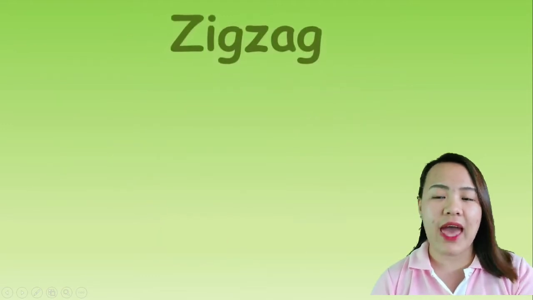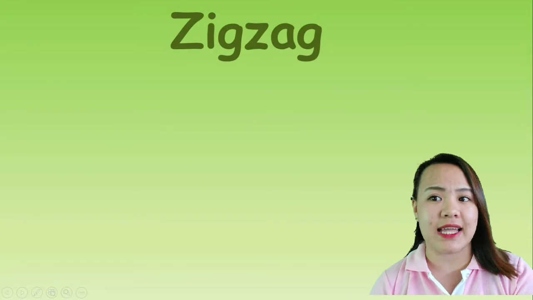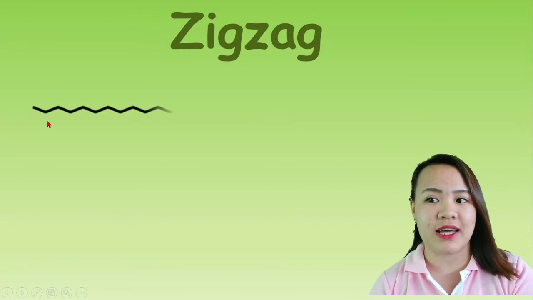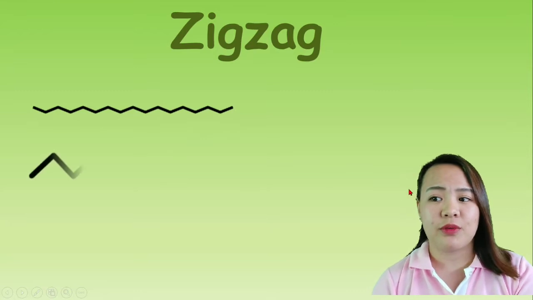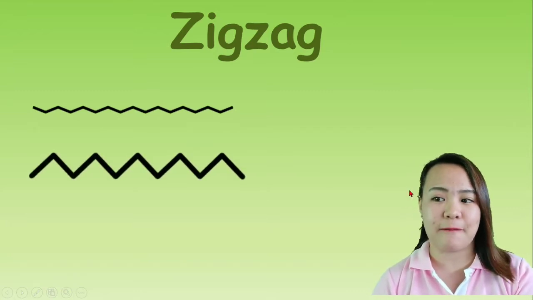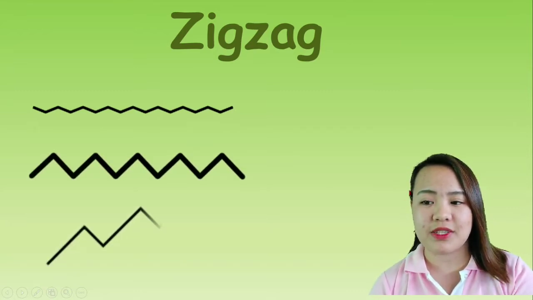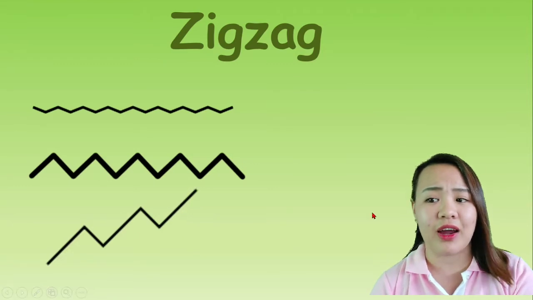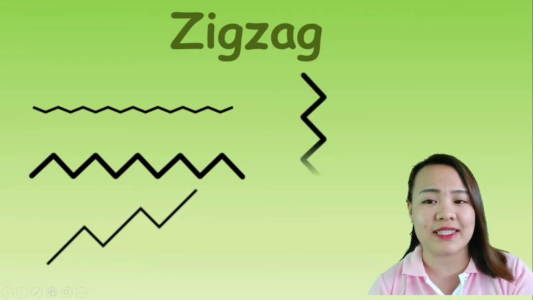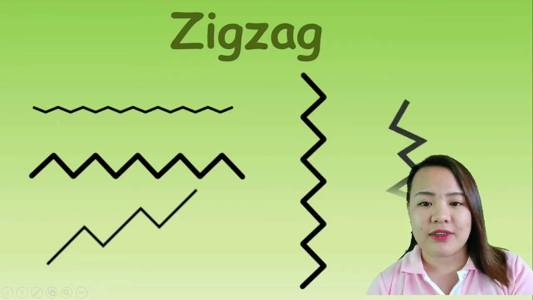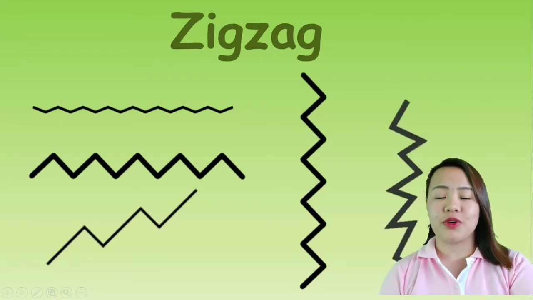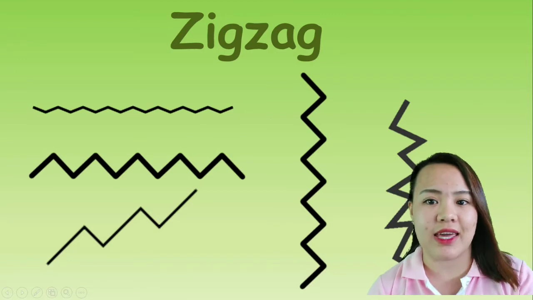And the last one, we have zigzag lines. Those are your zigzag lines. We have small kind of zigzag. We have big ones. For the last one, this one. We have irregular zigzag, diagonal zigzag, vertical zigzag. So those are your zigzag lines.